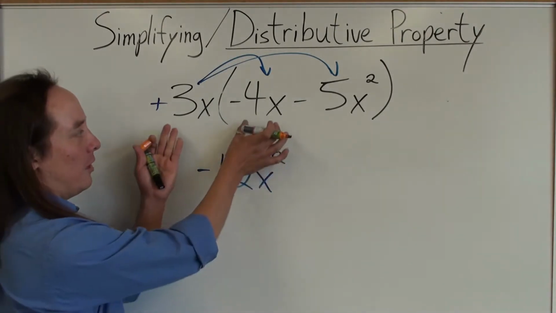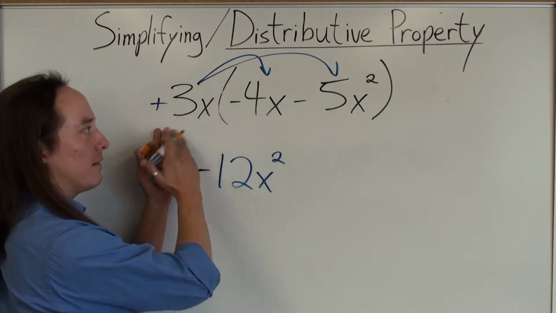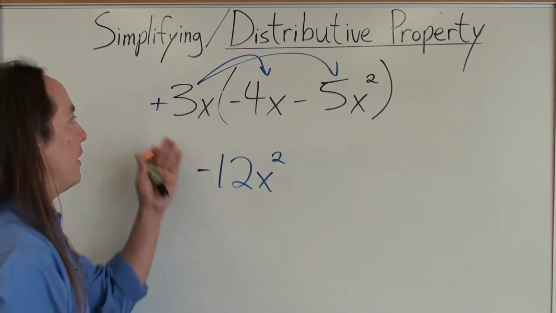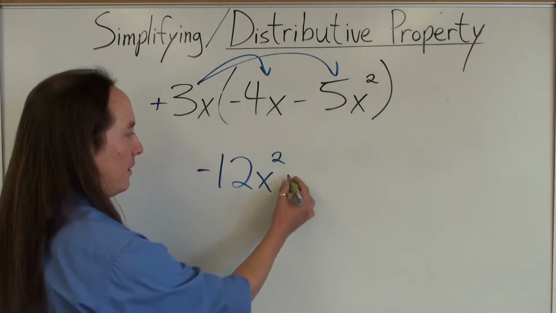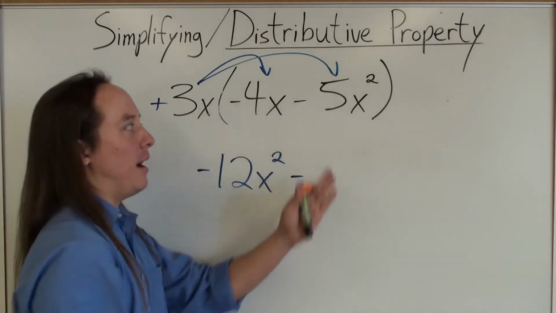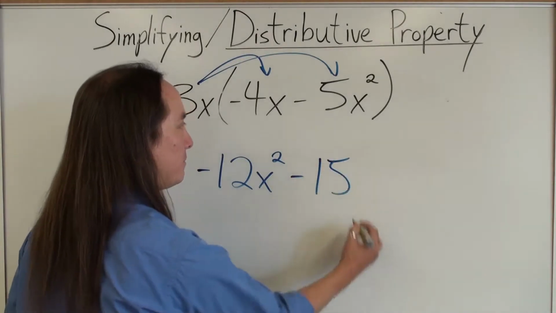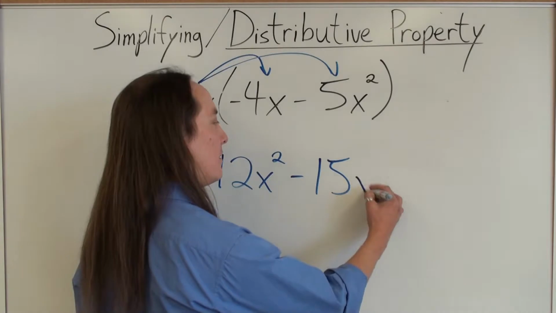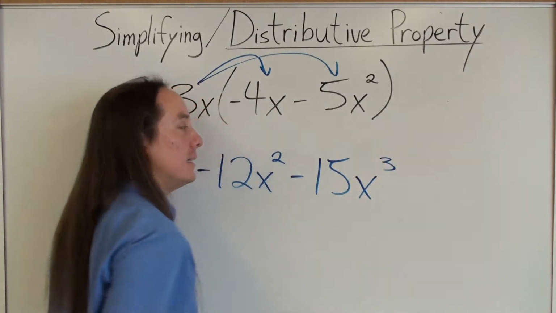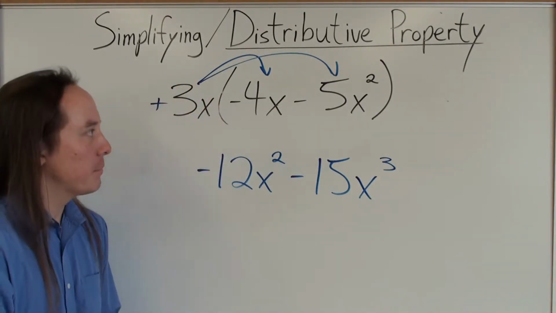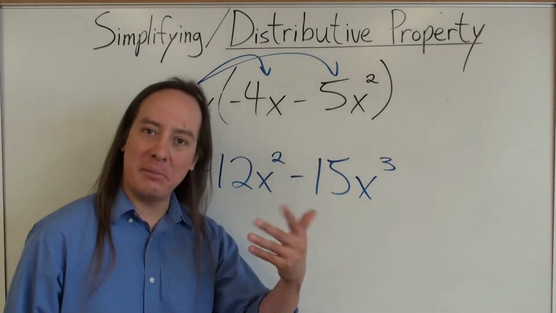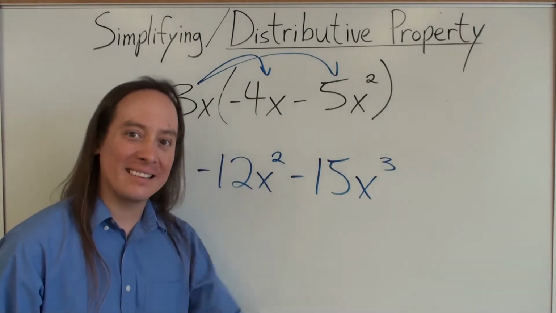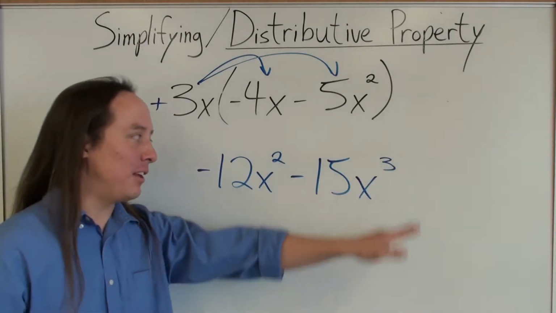So we did the first two terms. Now let's do the 3x times the minus 5x squared. Again, signs first. Positive times a negative, negative. 3 times 5, doing the numbers, 15. X times x squared is x cubed. Okay? Remember that x squared is x times x? And then here's another one, so it's x times x times x. So that's why we put x cubed.